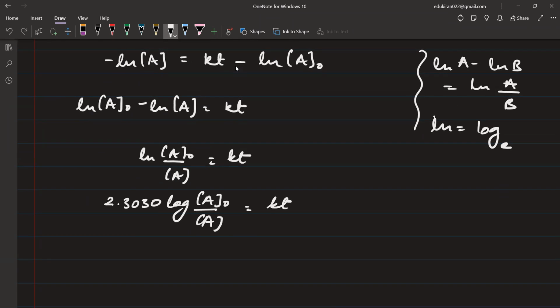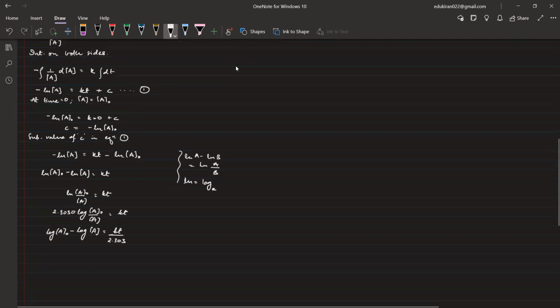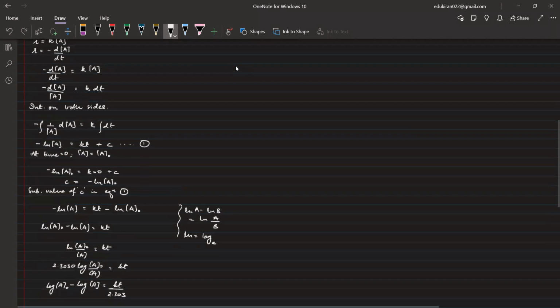You can also write this as log of A naught minus log of A is equal to KT upon 2.303. Okay, so this is the equation. Please write this down. Let me know if you have any doubt. After this, we will look at the graphs, okay?